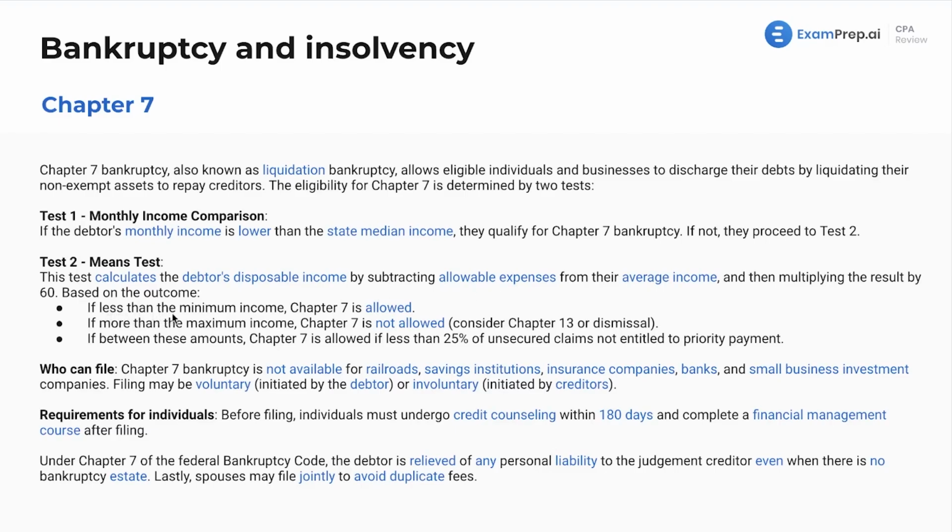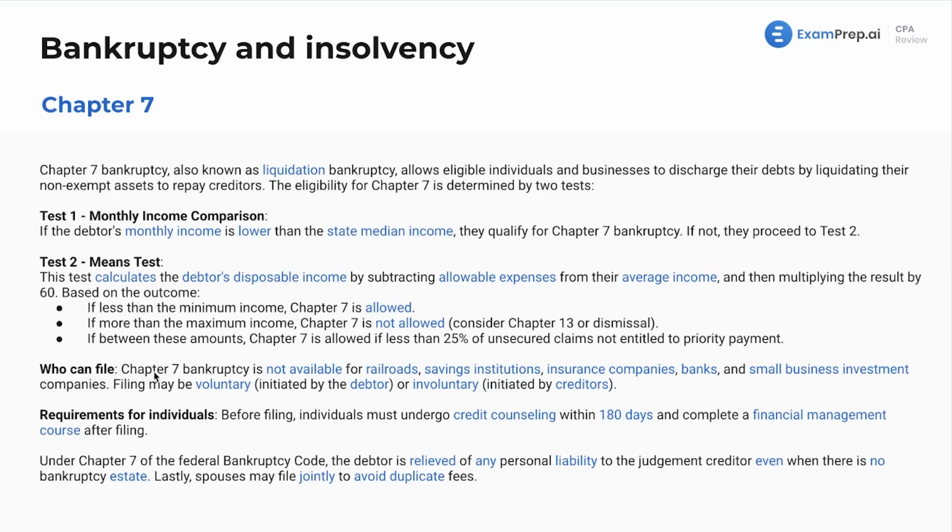If less than the minimum income, then Chapter 7 is allowed. If more than the maximum income, Chapter 7 is not allowed. And then in that case, if Chapter 7 is not allowed, you can actually consider Chapter 13, or the bankruptcy case will be dismissed. If between these amounts, Chapter 7 is allowed if less than 25% of unsecured claims are not entitled to priority payment. Again, we'll kind of see an example of how this works. And any amounts you need to know, again, will be in the resources linked below.